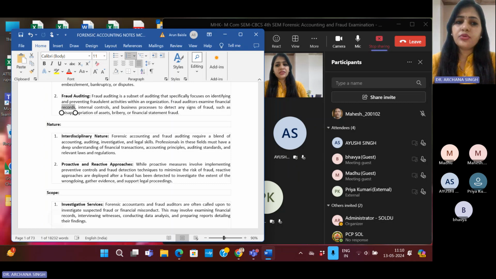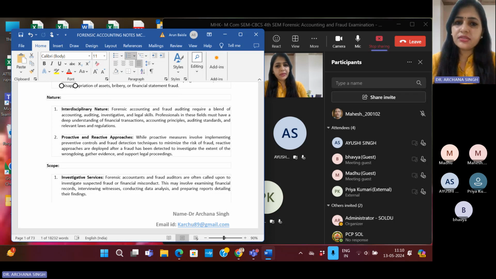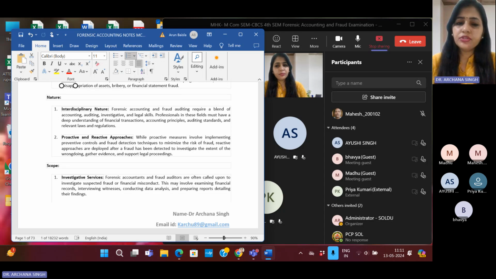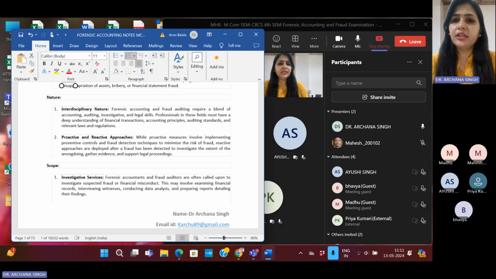Then its nature is proactive and reactive, based on proactive and reactive approaches. A proactive approach involves implementing prevention controls and fraud detection techniques to minimize frauds. A reactive approach is deployed after a fraud has been detected, to investigate the extent of the wrongdoing, how much wrongdoing has been done, gather the evidence regarding it, and then support it through legal proceedings. So this is about the nature.